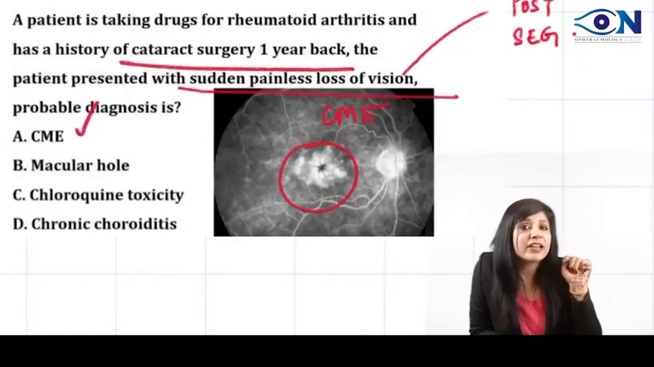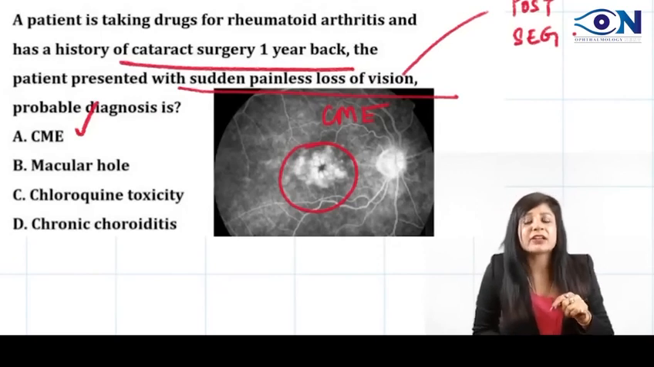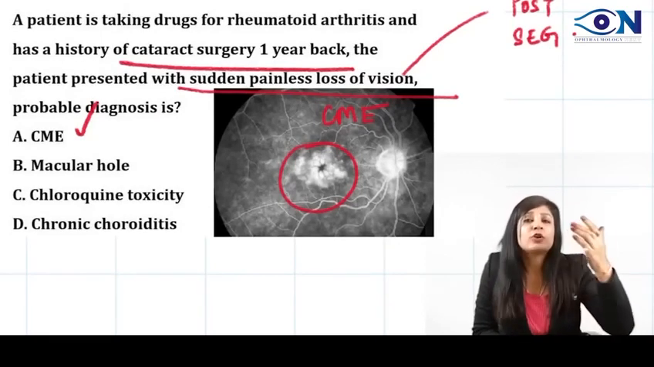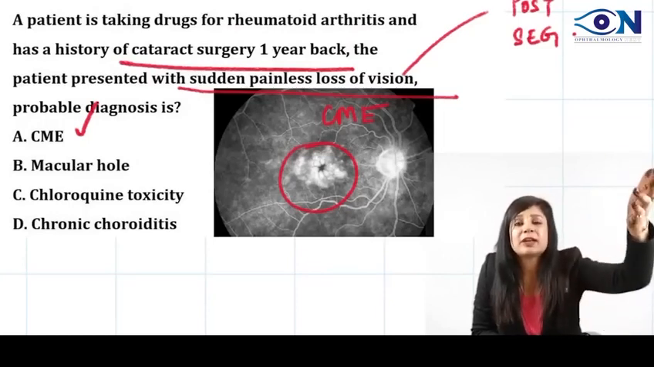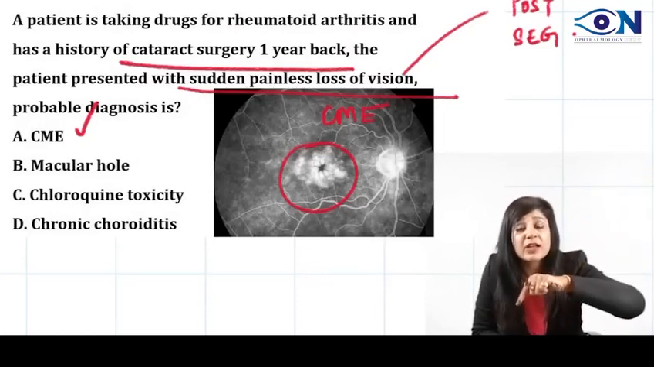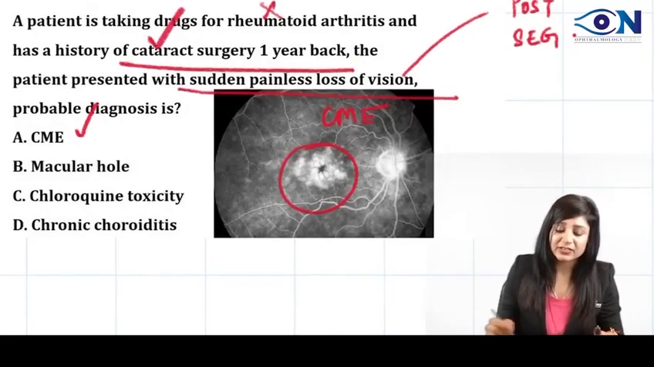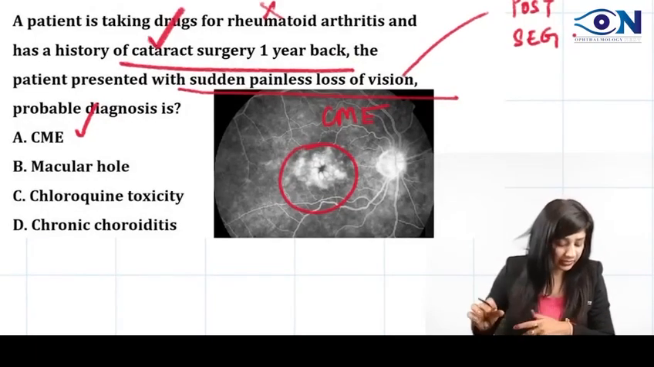Otherwise, when you read this question that the patient is taking the drugs for rheumatoid arthritis, you may be thinking about chloroquine, hydroxychloroquine, and your mind is going towards the bullseye maculopathy and everything. But if you have looked at the image, you are not focusing on this. Rather, you are focusing on the cataract surgery and your answer is cystoid macular edema directly.